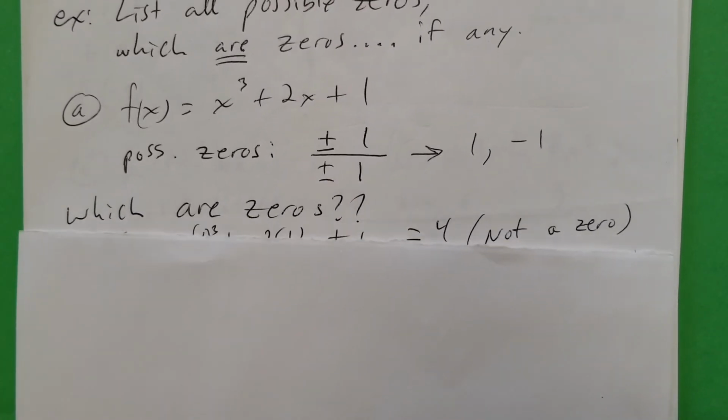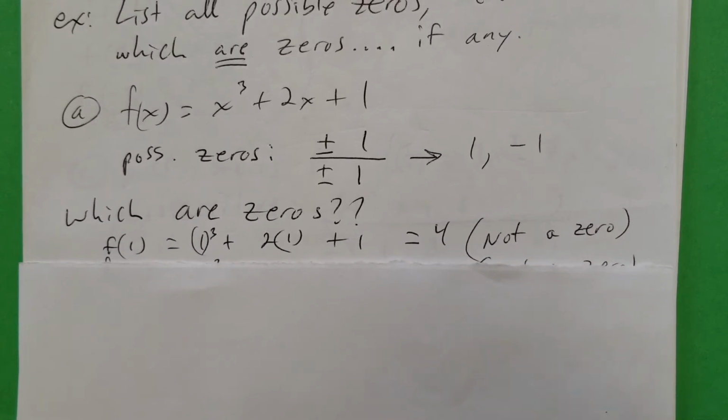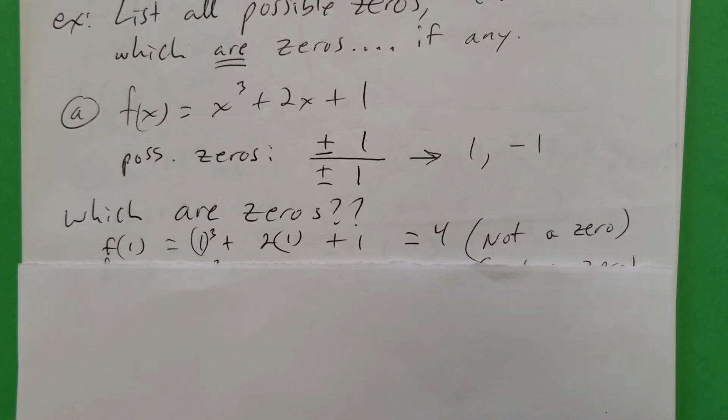We want to know which are zeros. So if you plug in 1, f of 1, you get this, this, this. You do the math and you get 4. Nope, it's not a 0.